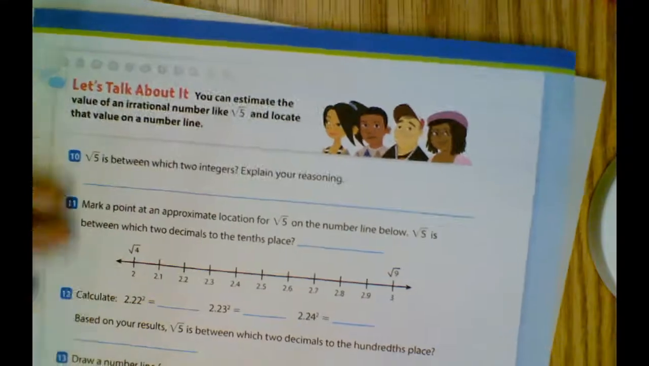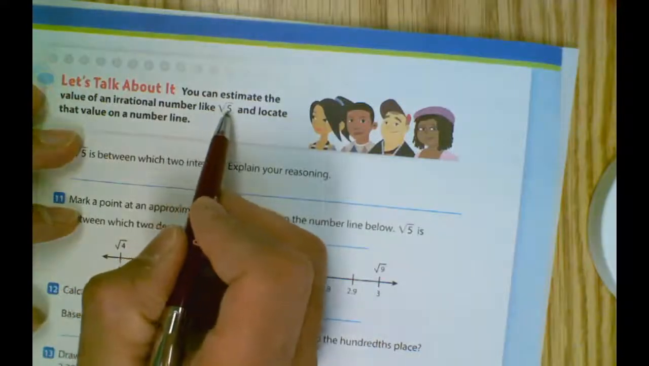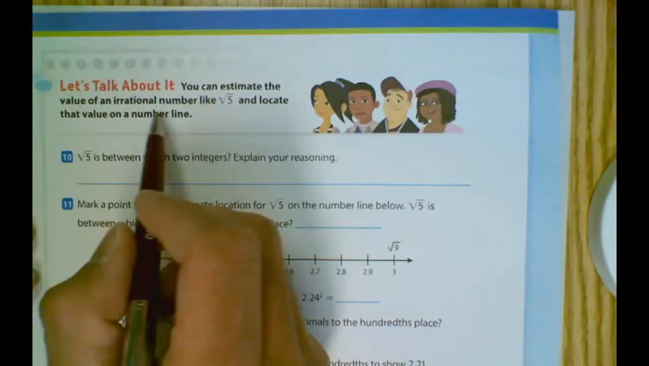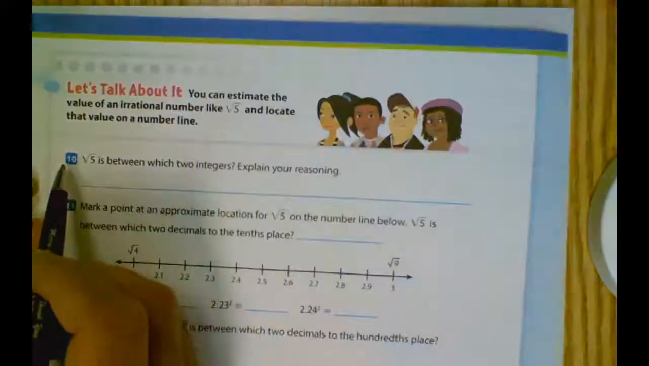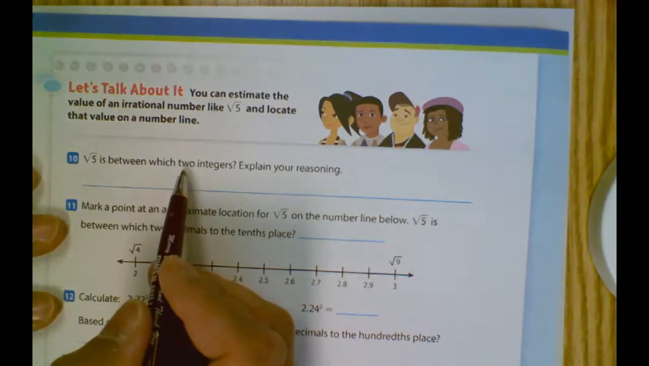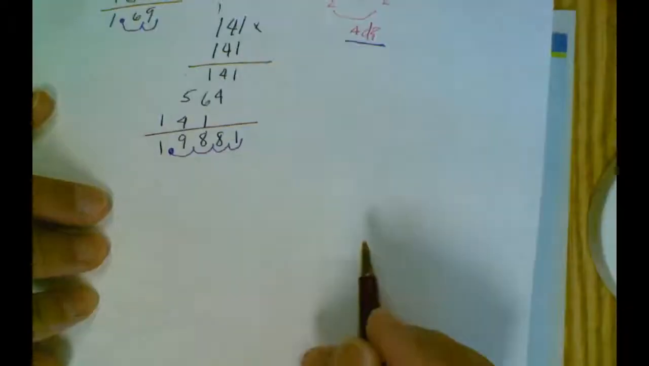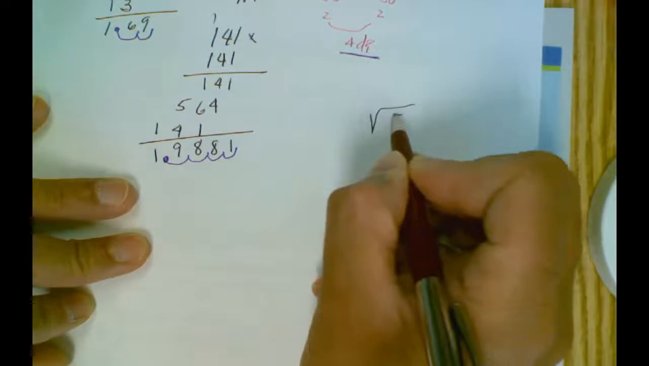I'm going to move to page 25. So now let's talk about it. You can estimate the value of an irrational number like the square root of 5 and locate their value in a number line. Now, for question number 10, square root of 5 is between which two integers? Explain your reasoning. Remember that what I'm going to do is use this paper, and I'm going to say, okay, they're asking me for the square root of 5.